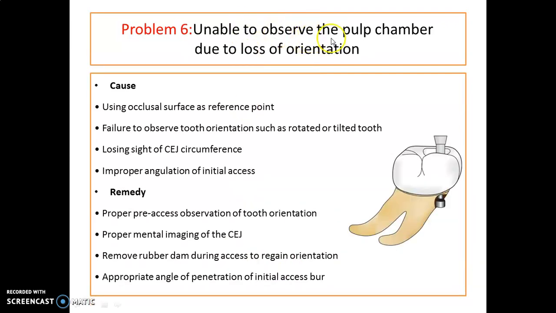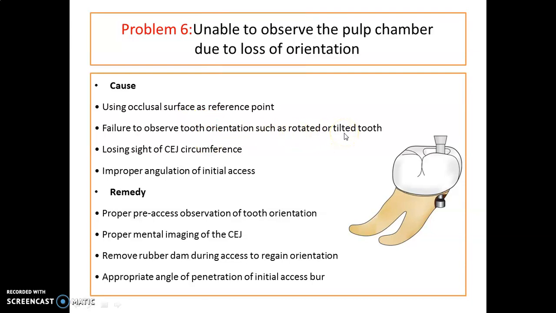Now you can see sometimes you cannot observe the pulp chamber because of loss of orientation of the bur. You can see in this diagram the orientation of the bur is completely wrong. Okay, why does it happen? Because you have not used the occlusal surface as a reference point. You fail to observe tooth orientation, like a rotated or tilted tooth.